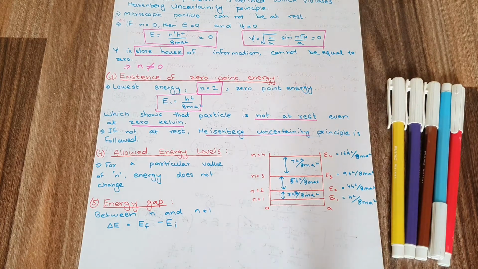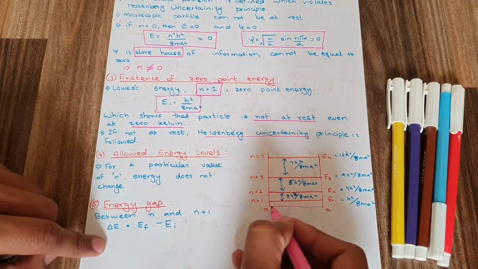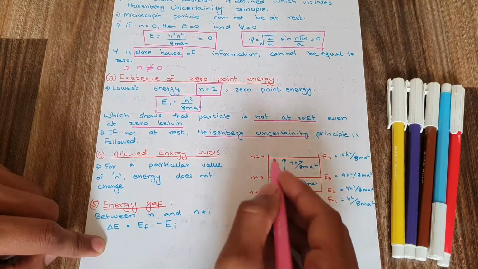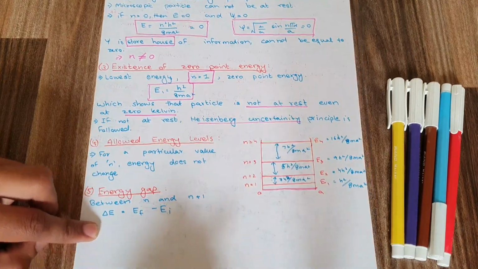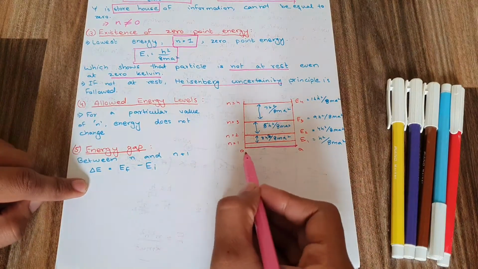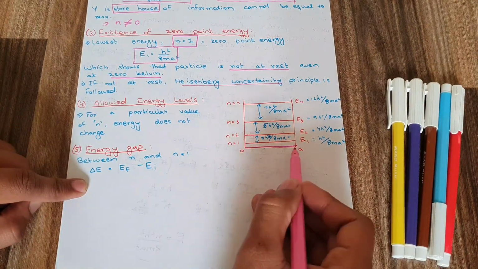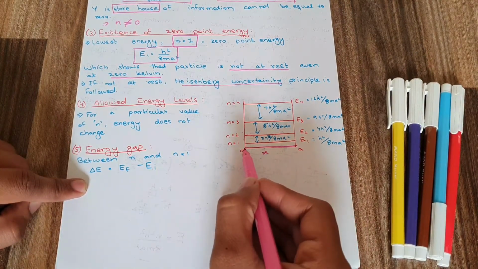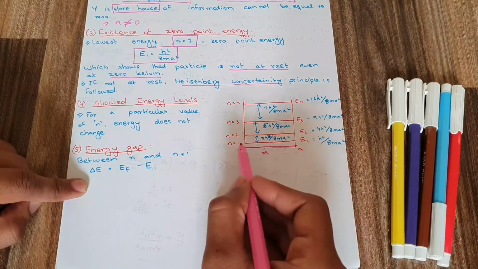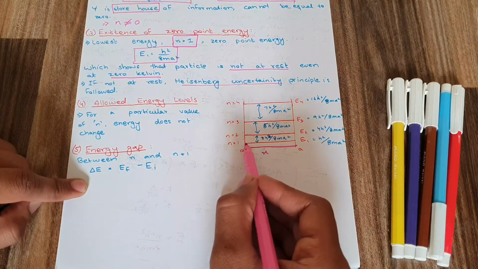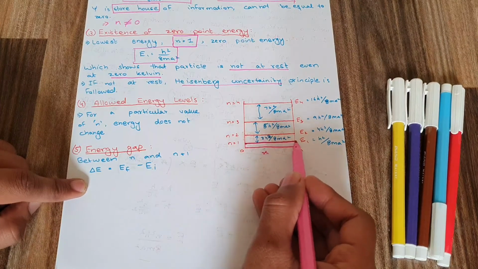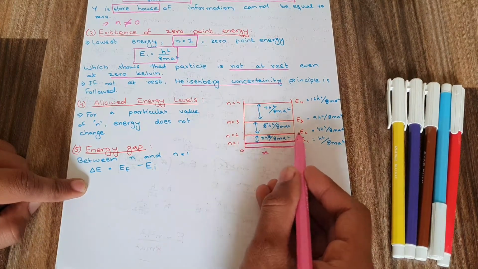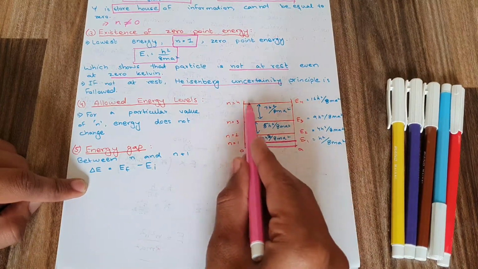The fourth point is allowed energy levels. So let's just consider a box here. This is the length from 0 to a. This line represents n is equal to 1. This line represents n is equal to 2. This line represents n is equal to 3. This line represents n is equal to 4.